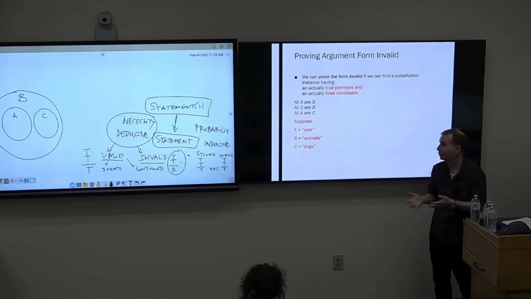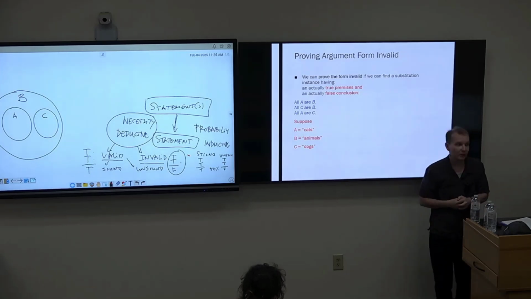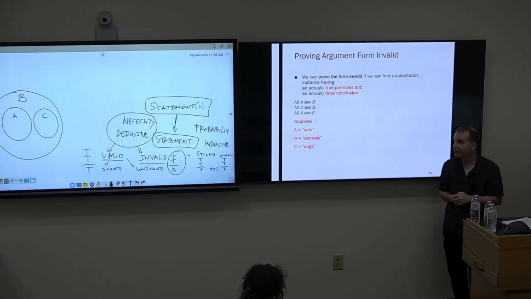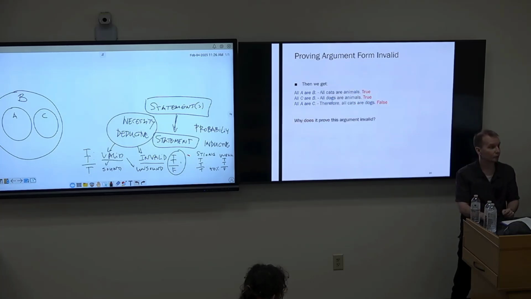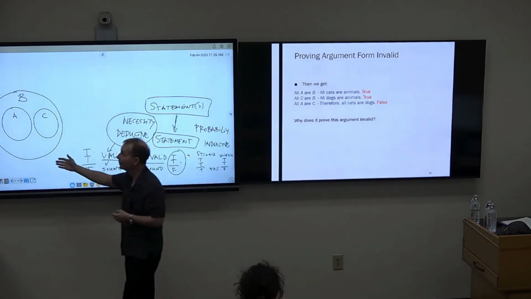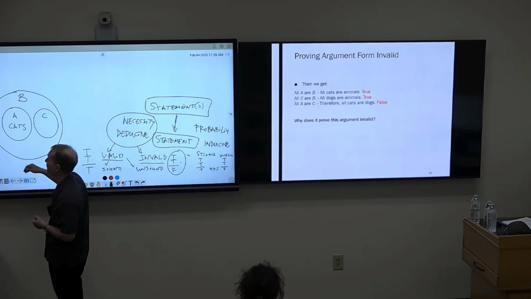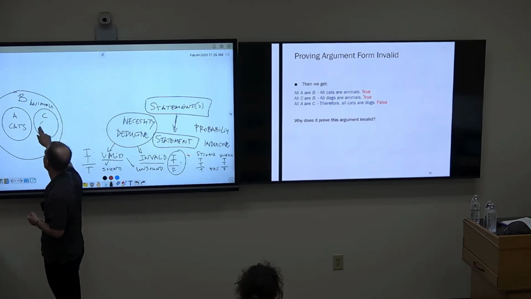Because sometimes when you talk about things like engaging in pastimes and whatnot, it's not as clear. But when you talk about simple categories like cats, animals, dogs, you can make it very clear that the premises are indeed true and the conclusion is indeed false. Let's use this last form which we saw just now and replace A here with cats, B here with animals, and C here with dogs.